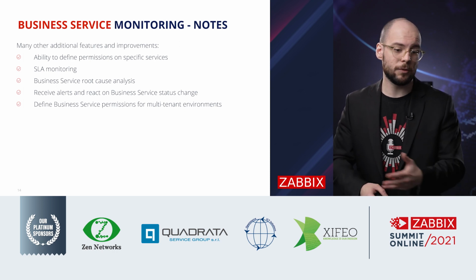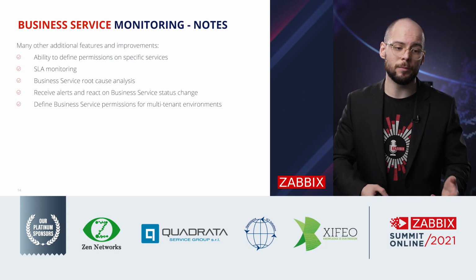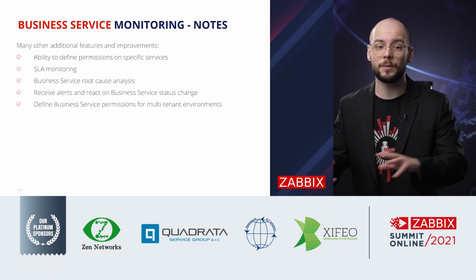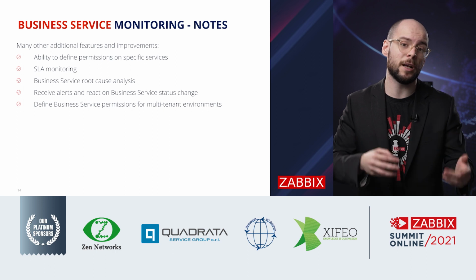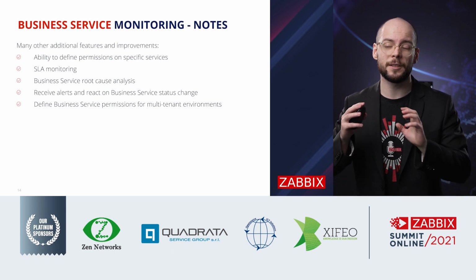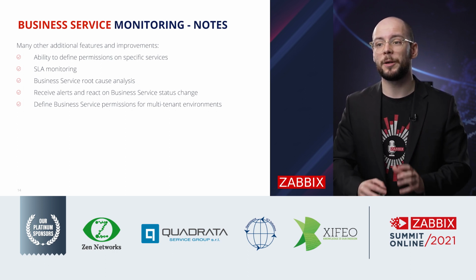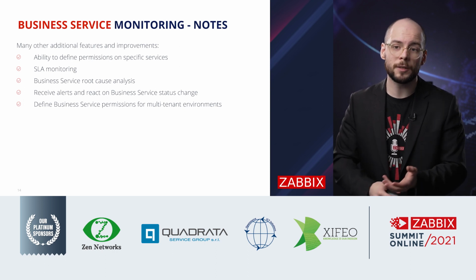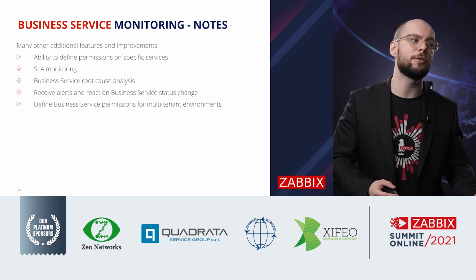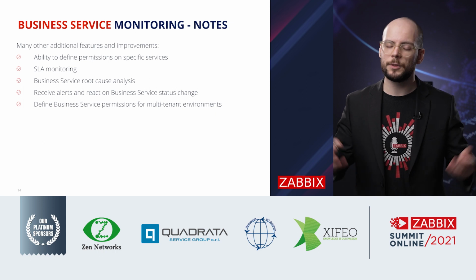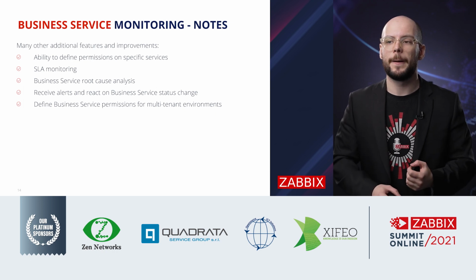analysis. If your service changes status to a problem, display the root cause of it and maybe send an alert. Yes, we can now react on these service state changes. Send an alert and receive information about the root cause which caused our service to go down. Was it the database? Was it the application server? The network? You'll receive information about it.